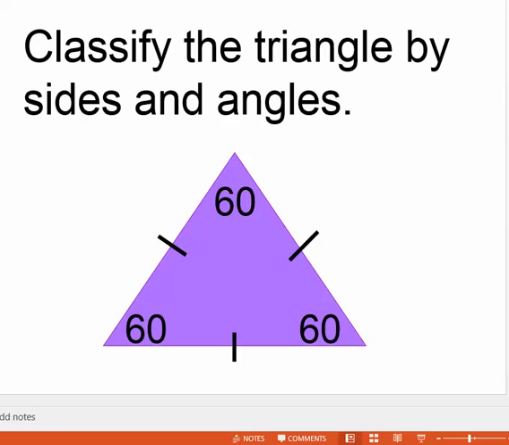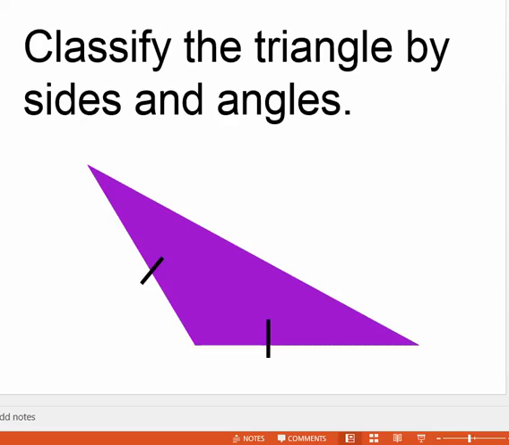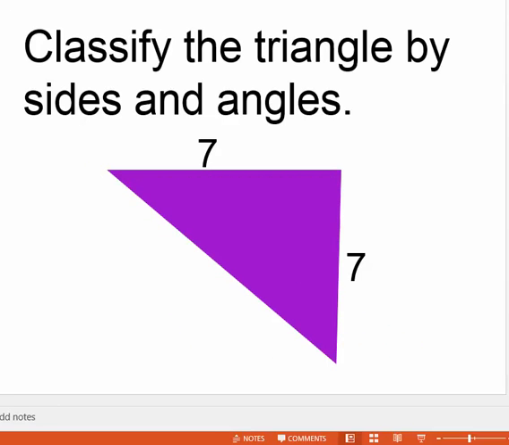Looking at this one, you'll see all three sides are congruent and all three angles are congruent, so it is an equilateral triangle. Classify triangles by sides and angles. You'll see two hash marks, which means those two sides are congruent. We didn't tell you this earlier, but you'll notice that the opposite angles of the side angles in each corner are also congruent. This is an isosceles triangle.